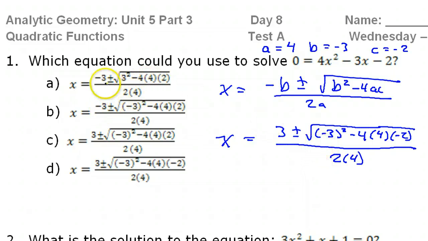So I see the negative 3, so right away I throw those out. Now let's see, positive 3 plus or minus negative 3 minus 4. It was looking good until I got to this. It says positive 2, but it should be negative 2. So that leaves D. So I'll just scan across. And sure enough, there it is. So the answer is D.